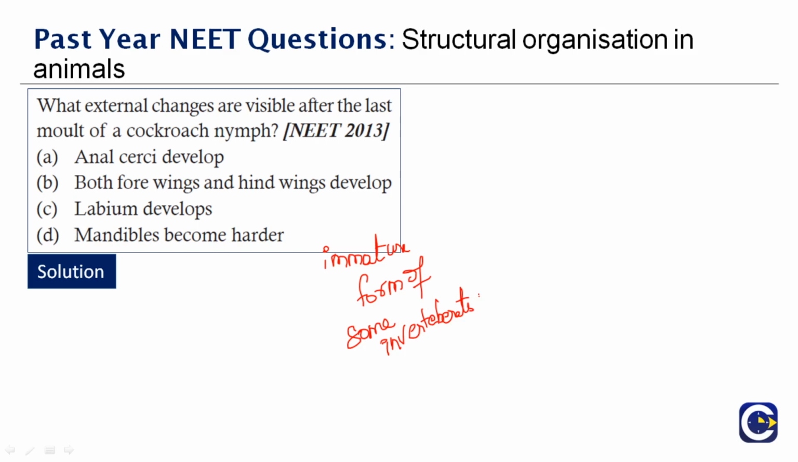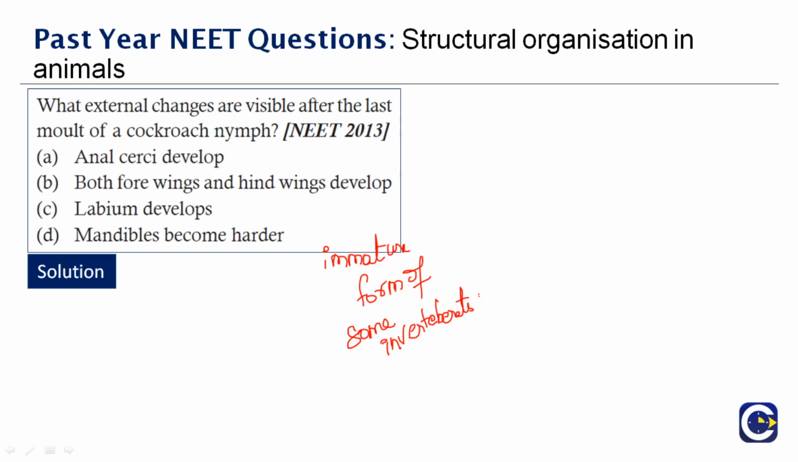What external changes are visible after the last molt of the cockroach nymph? The correct answer is both forewings and hindwings will develop. So it's the last stage. Obviously, you know how a cockroach looks. It will have large wings. Sometimes you find the big cockroaches flying also. See, there are many species which come under cockroach. I'm talking about the one which is a common house pest.